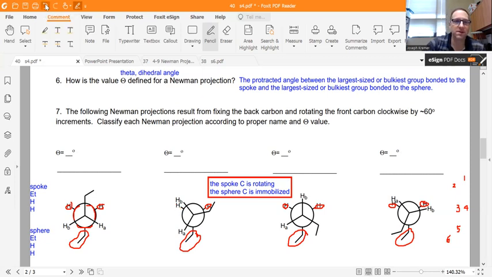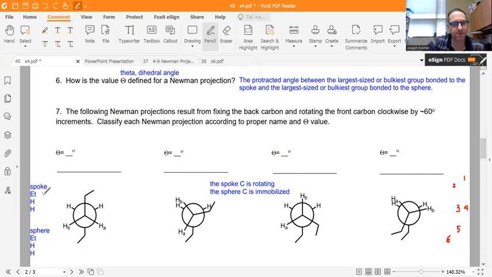And they can do so because sigma bonds can rotate. So I set forth for you the spoke team, the sphere team, and I set forth for you that the spoke carbon is rotating and the sphere carbon is immobilized. We will now define dihedral angles for each of these conformers. And from that, we will have names associated with these conformers. So setting forth some definitions, okay? So you can turn these into index card flashcards if you like.